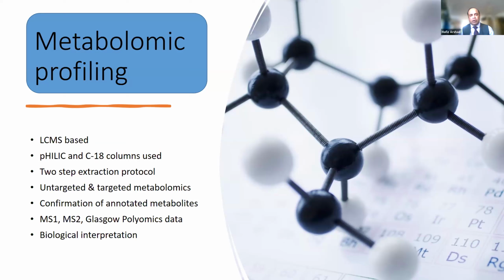And of course, as we all know, in metabolomics one of the most important features is to confirm the identification of metabolites. It should not be putative, it should be annotated. So I did that with the help of MS1, MS2, and a little bit of fragmentation data from the Glasgow Polyomics facility. And then, of course, the ultimate biological interpretation.